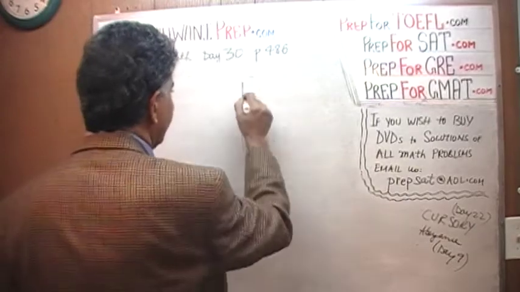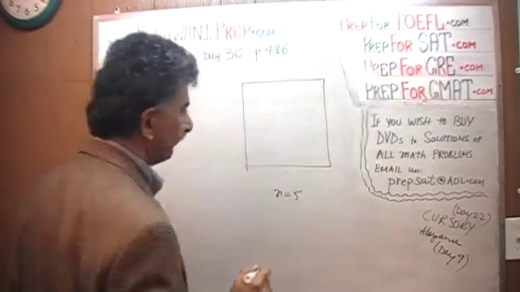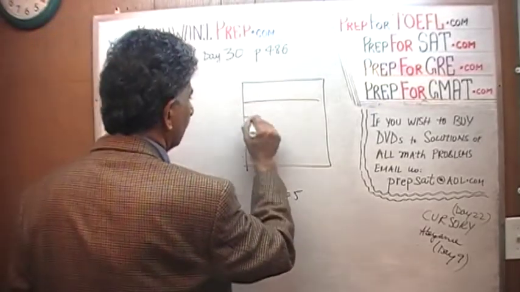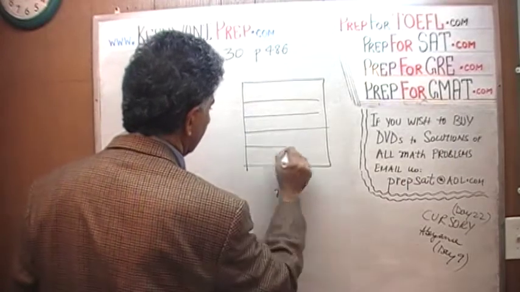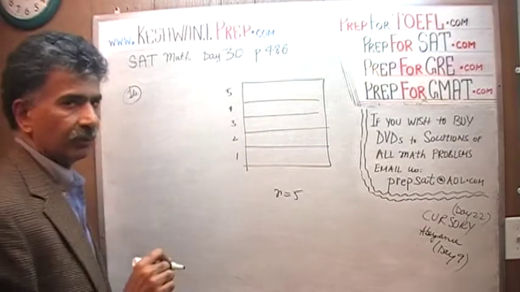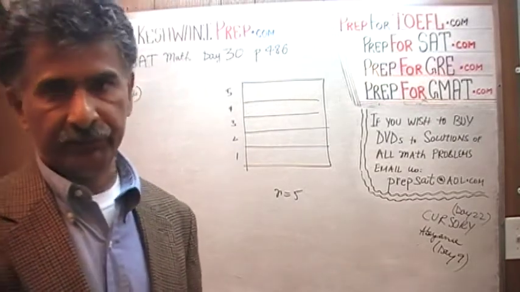Can you draw me a square like that? Let's give n a value. Let's pretend n is equal to 5. So I need 5 rows: 1, 2, 3, 4 and 5. There are 5 rows, and each row, we are told, contains 5 squares.